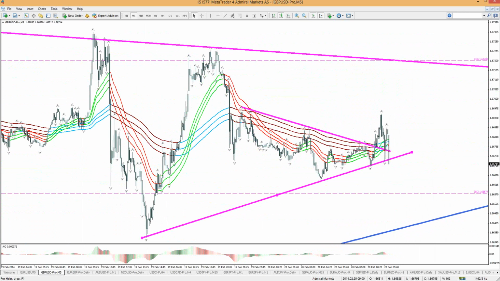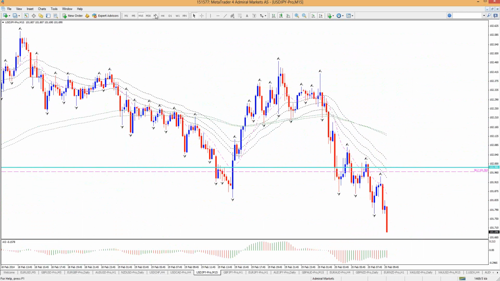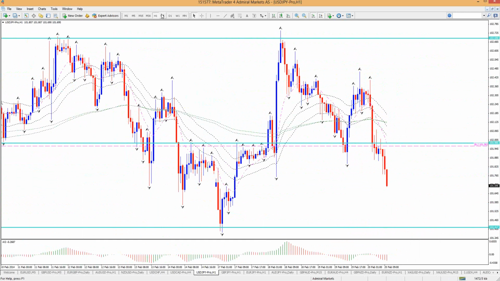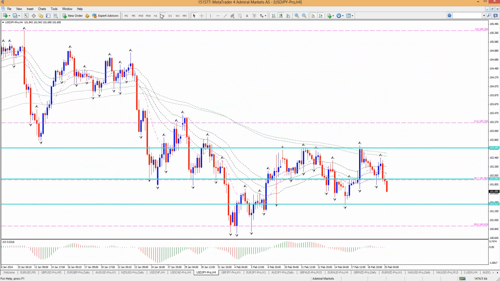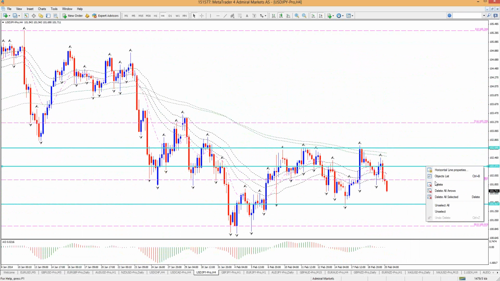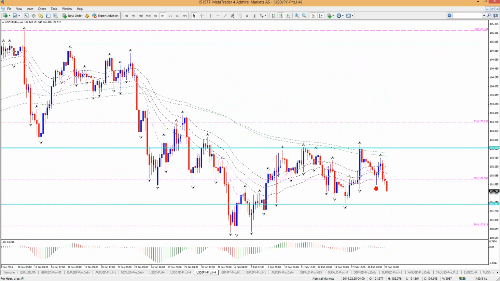Pound is doing the same. There could be, as I said, that potential to fall here, but also not too interesting in my opinion. Let's take a look at dollar yen. Dollar yen made a push up, but found resistance.